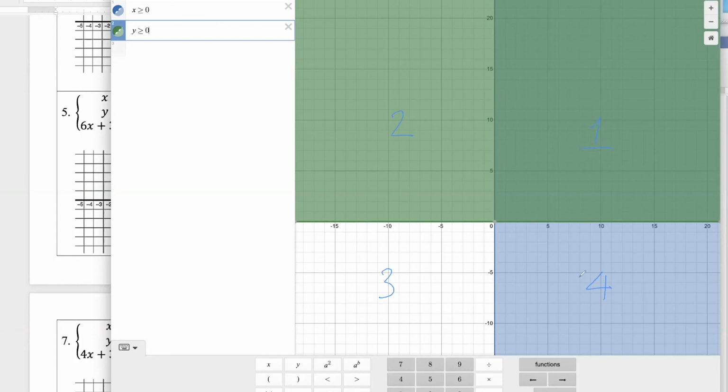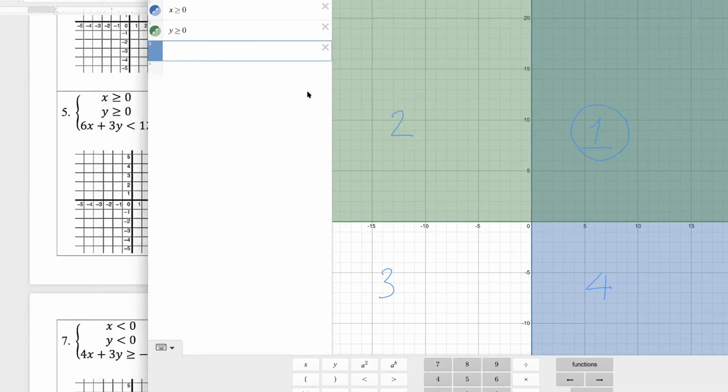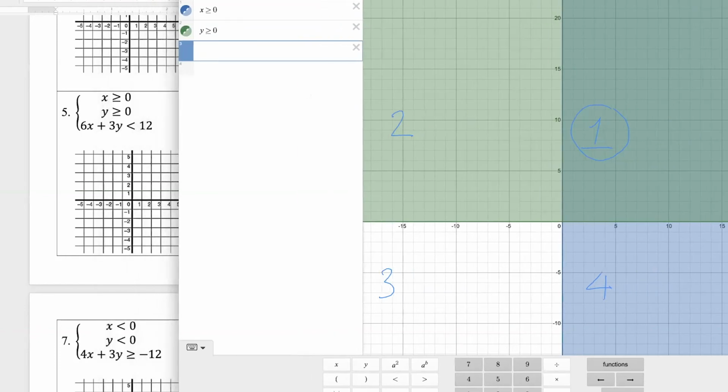What do you think? My solution, my shaded overlap, gonna be on number 1, 2, 3, or 4. What do you think, Ms. Doe? Number 1. Perfect. Do you see why the colors overlap? And let me tell you why I'm doing that. Because I'm going to grab the third line right now. So my third line is going to be 6x, my bad, plus 3y less than 12.